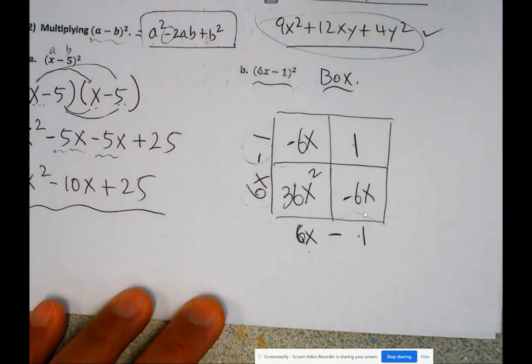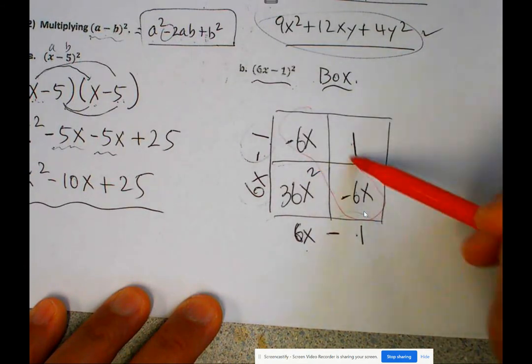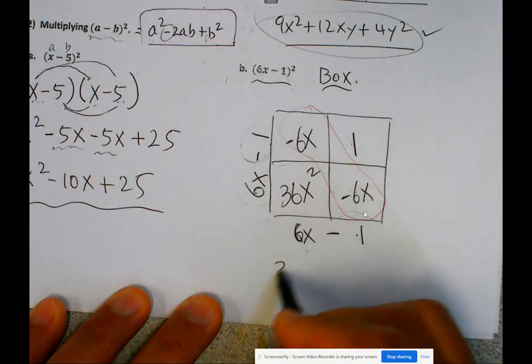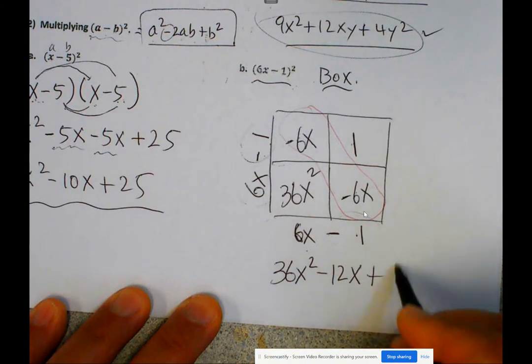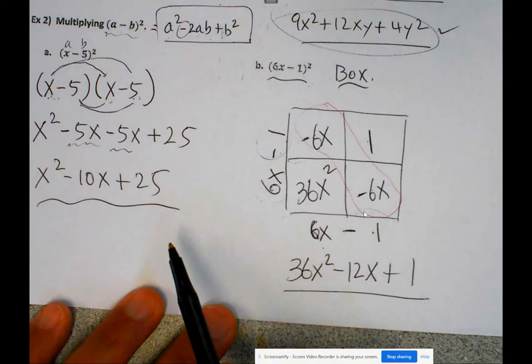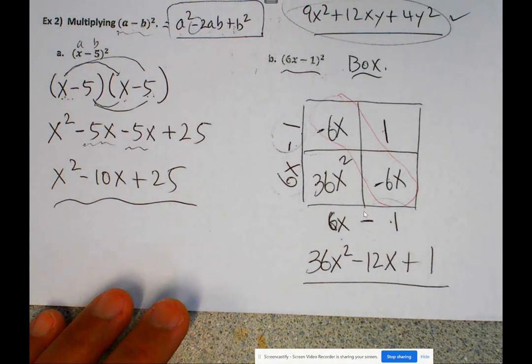Alright, again, check to see which ones you can combine. Looks like we can combine these ones right here. So we have 36x squared minus 12x plus 1. So there it is. Alright, so I'll give you time to copy part A and B if you need it. Alright, we got a couple more examples and that's it.